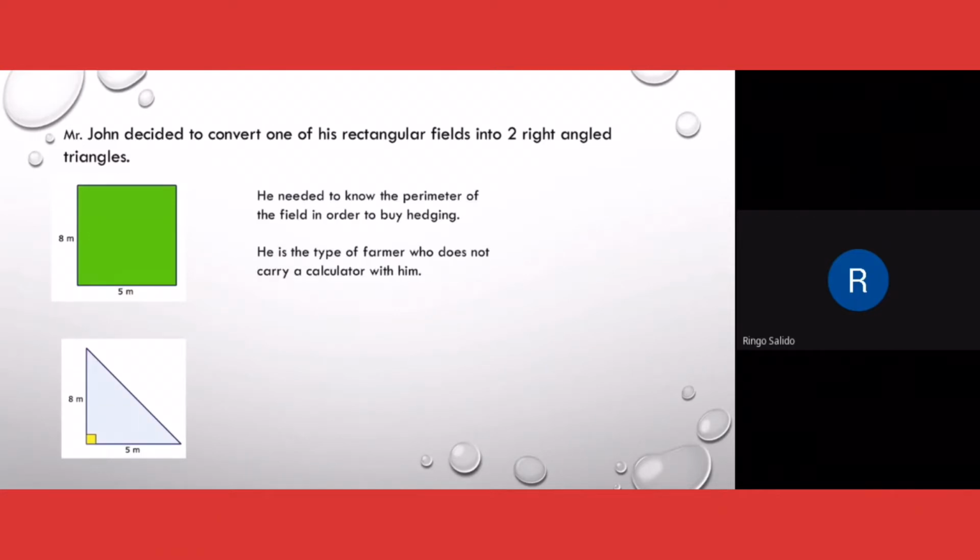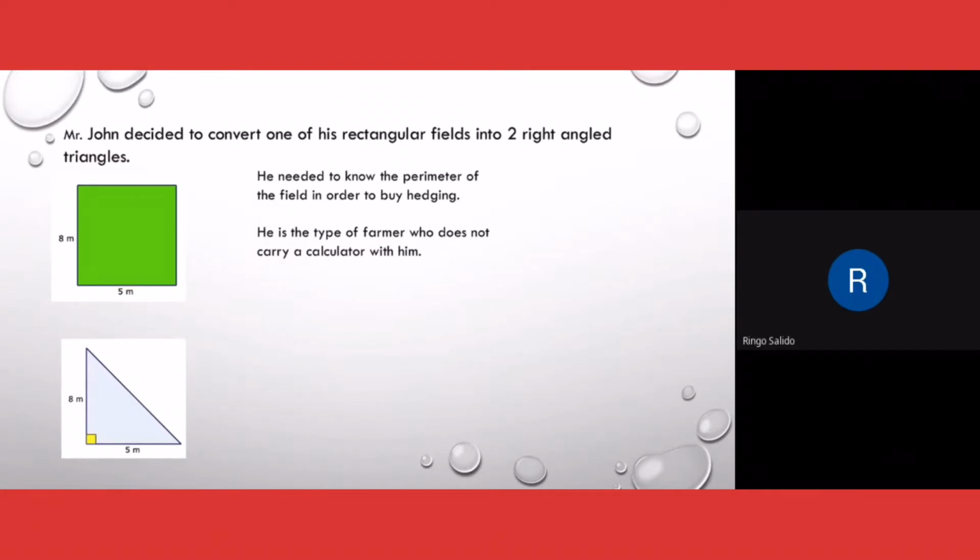He needed to know the perimeter of the field in order to buy hedging. He is the type of farmer who does not carry a calculator with him. So how much hedging did he need to buy? That's the problem that we have to find out.